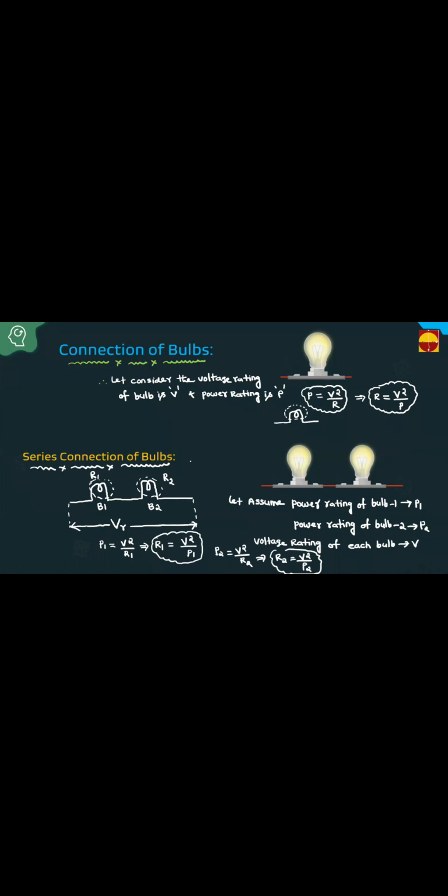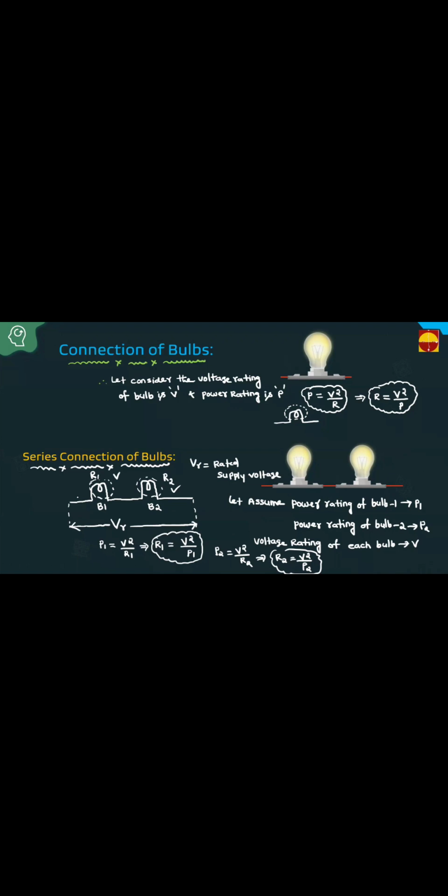Where VR equals the rated supply voltage or applied voltage. Don't confuse here. VR is the supply voltage and V is the rating of each bulb. I have taken both bulbs to have the same rating, with this assumption I am explaining. Now, the resistance of bulb 1 is R1, the resistance of bulb 2 is R2, friends.